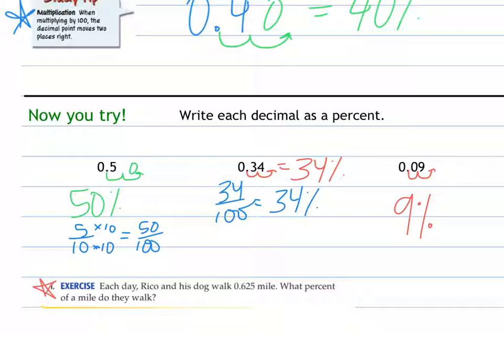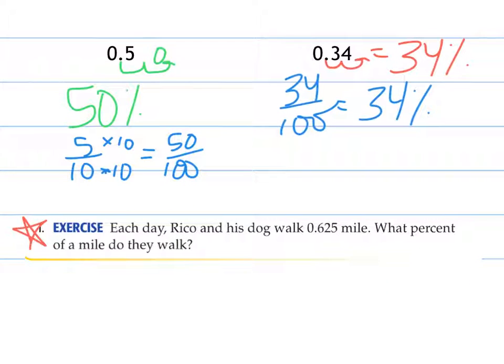Just a little word problem here to try. Each day, Rico and his dog walk 625 thousandths of a mile. What percent of a mile do they walk? Well, for this, I'm just going to move the decimal 1, 2 to the right. So that would be 62 and a half, decimal falls in between the 2 and the 5, percent of a mile.